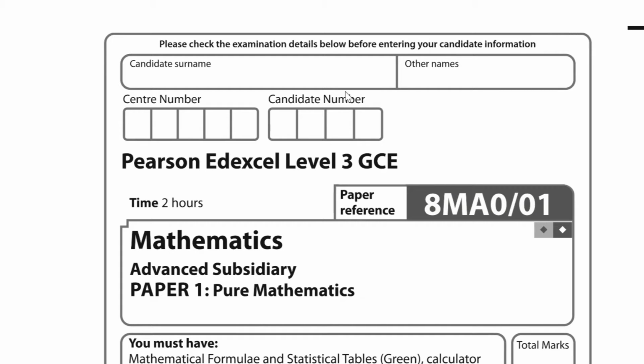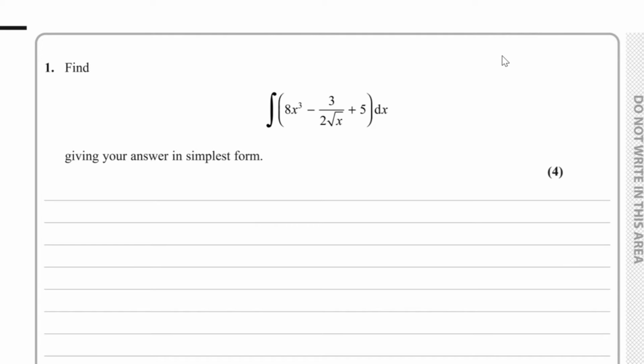This is the Edexcel AS Level Maths Paper 1 covering the pure mathematics content, and it's from the 2022 series. Question number 1, we have to find the integral of 8x to the power of 3 subtract 3 over 2 times the square root of x plus 5 with respect to x, giving your answer in simplest form.